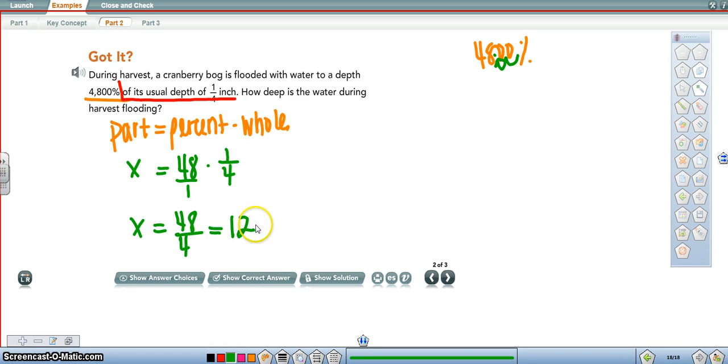And this is in inches. So the water is 12 inches deep during harvest flooding compared to 1/4 of an inch deep. That's a lot of times deeper. That's way deeper. And that's why we have such a large percent.